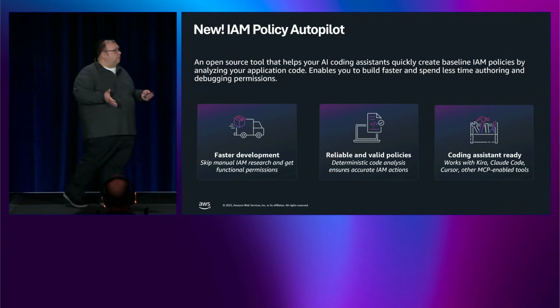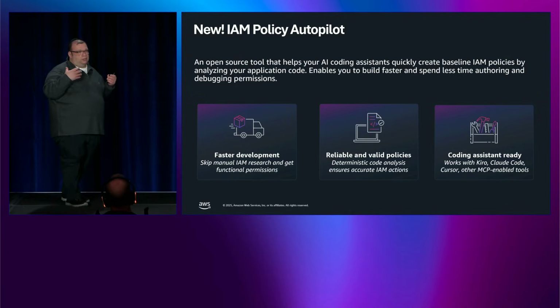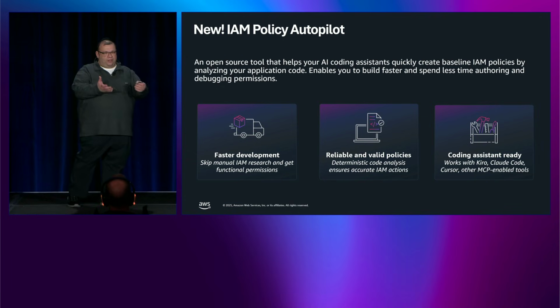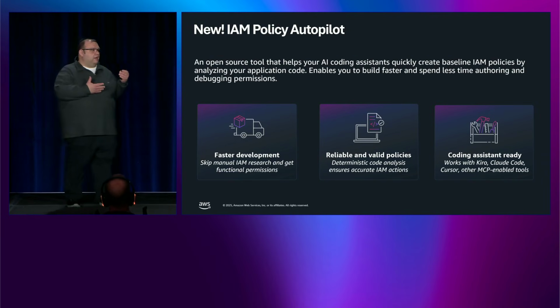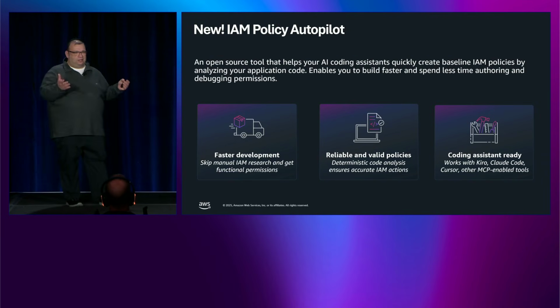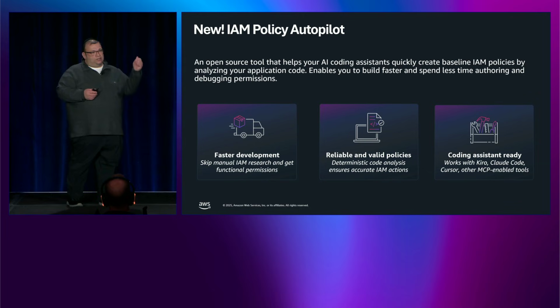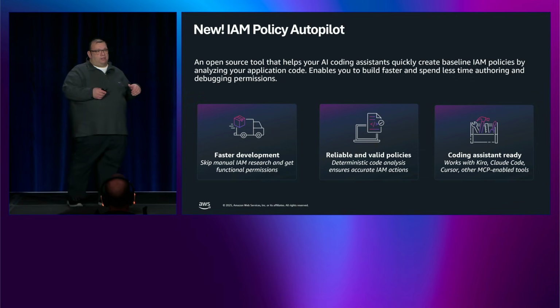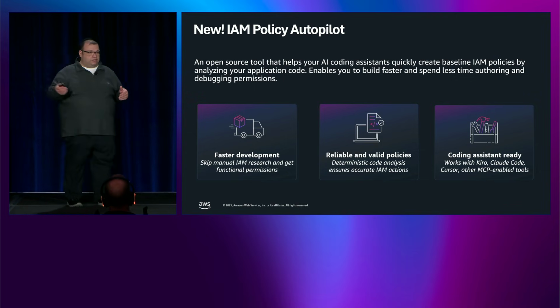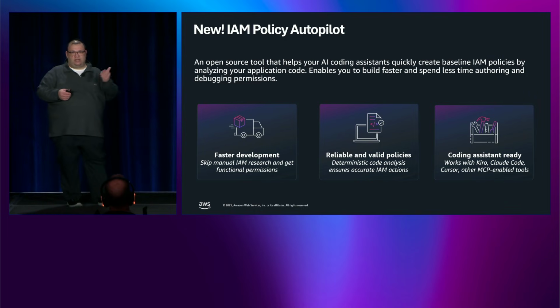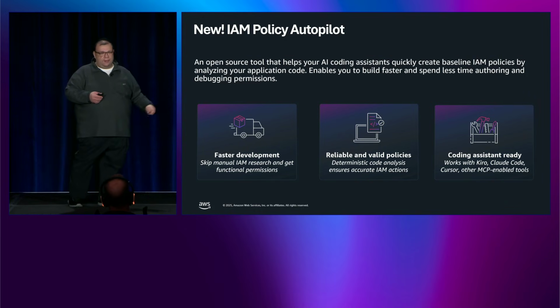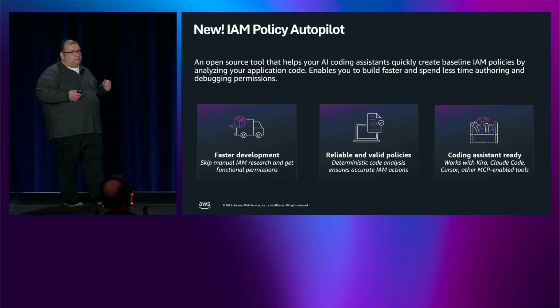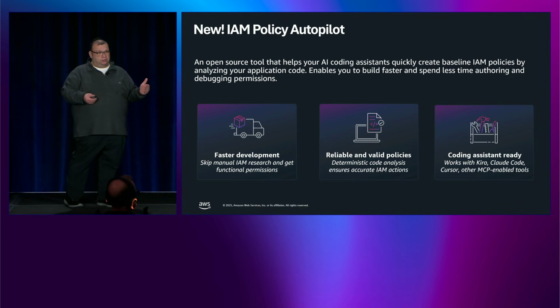And what's cool is IAM Autopilot allows you to take your code, provide the code, and the Autopilot, which is an open source solution, I should have mentioned, that's available on GitHub. What it does is it first does the static code analysis, and tries to understand what permissions are needed based on your code. It also has a local MCP server. It uses the API authorization information to be able to say which permissions are needed for the things you're trying to do in your code. And then it allows you to create a starting policy that you could use.